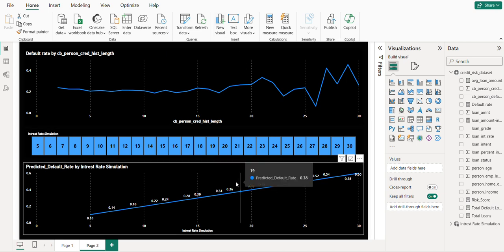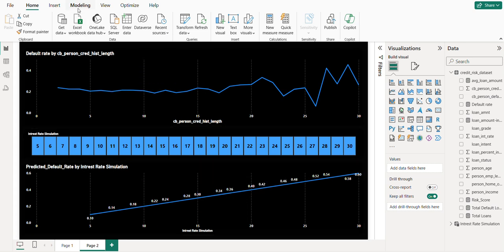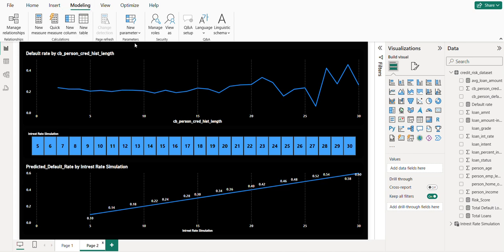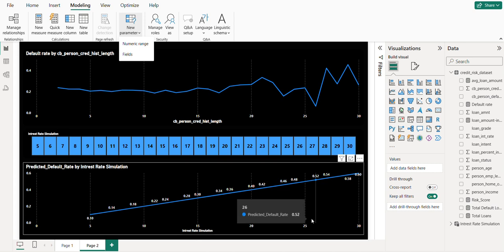Next, we have to do the predictive insight, a what-if analysis: how the interest rate impacts the default rate. For that we have created the what-if analysis. How can we create that? By using the Modeling tab, under New Parameter we have the numeric range, and there we can set the parameters and the column on which we want the what-if analysis.